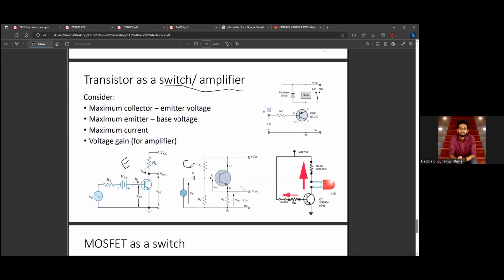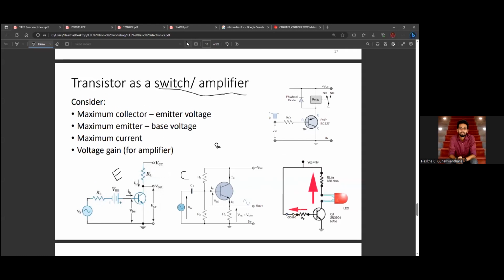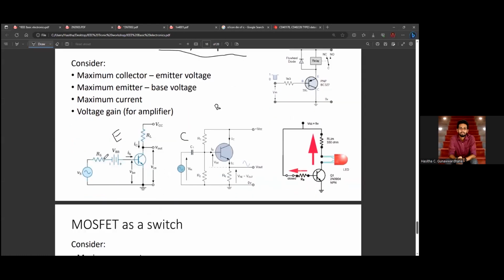So don't worry about this very much. This is the common collector configuration. And there's another configuration called common base. I will explain with the common emitter because this is the one we usually come across in our projects.